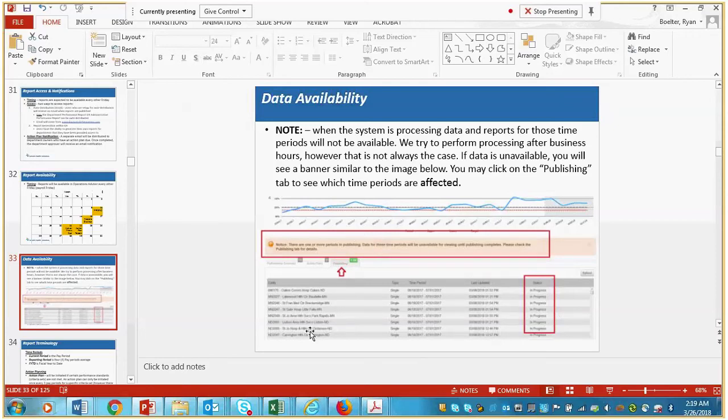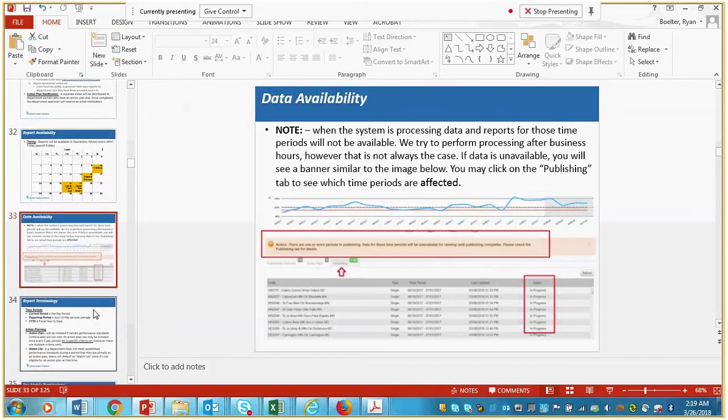And that means you wouldn't have access to data for those time periods at that time. So this is just a warning. It's actually a new feature that we released with Premiere here in the past week, just to help keep you guys aware of what's going on and not to confuse you when you log in and find that information is not available. Typically you won't see this though, because we do generally process data after hours.